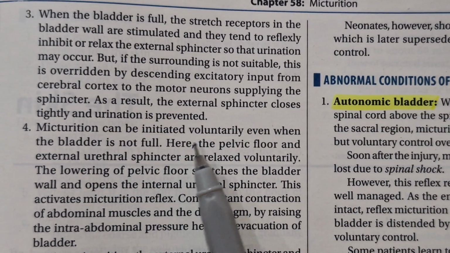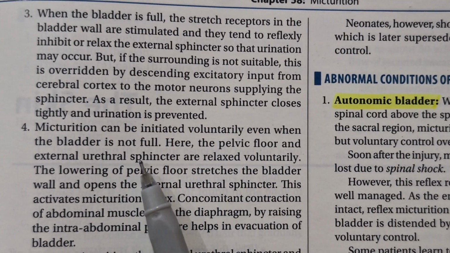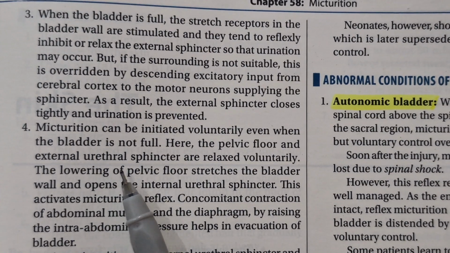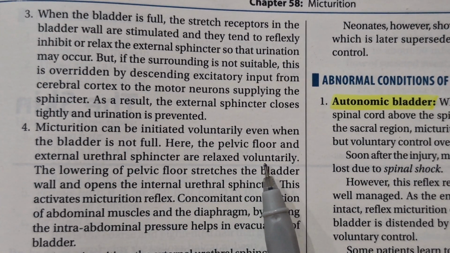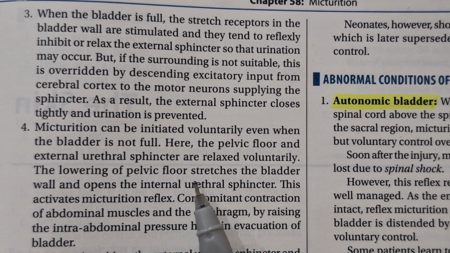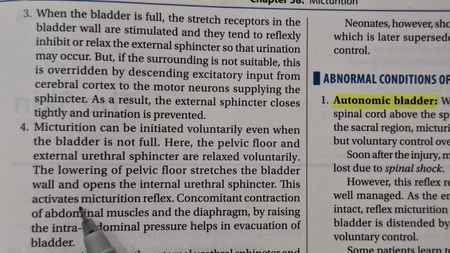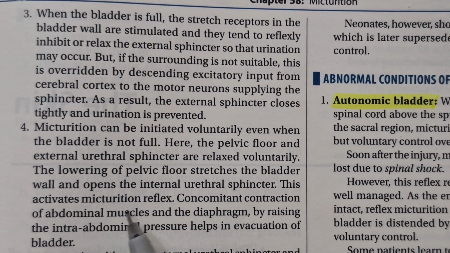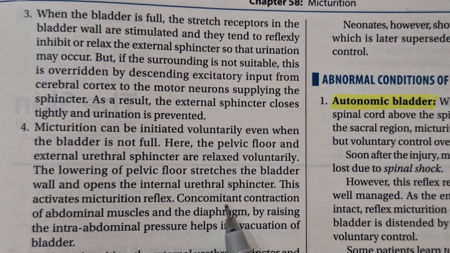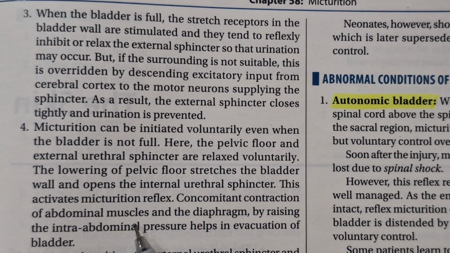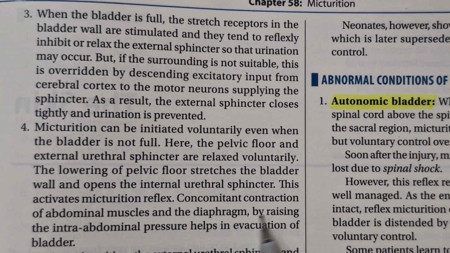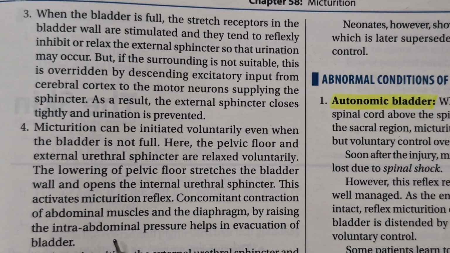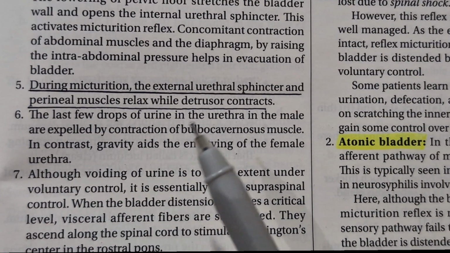Micturition can be initiated voluntarily even when the bladder is not full. Here, the pelvic floor and external urethral sphincter are relaxed voluntarily. The lowering of the pelvic floor stretches the bladder wall and opens the internal urethral sphincter. This activates the micturition reflex. Concomitant contraction of abdominal muscles and the diaphragm, by raising the intra-abdominal pressure, helps in evacuation of the bladder.